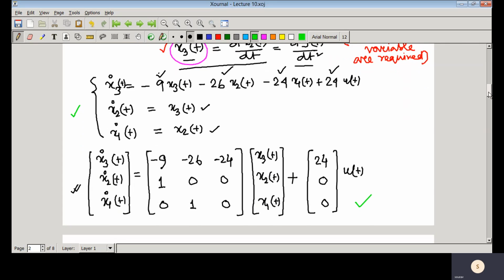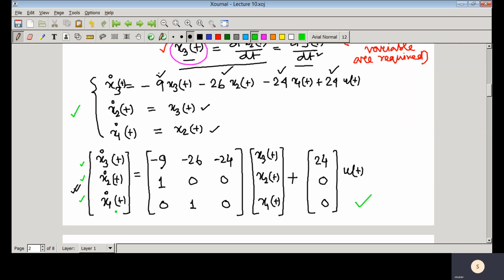Now you may ask a question: here I have followed this sequence x3, x2, x1, so can we change that sequence? That means if I write x1, x2 dot, x3 dot, or x2 dot, x3 dot, x1 dot, is it correct? Yes, it is correct. Any sequence you can follow, because later on you will see that state space modeling is not unique. That means for the same dynamical system, you can have an infinite number of state space models.